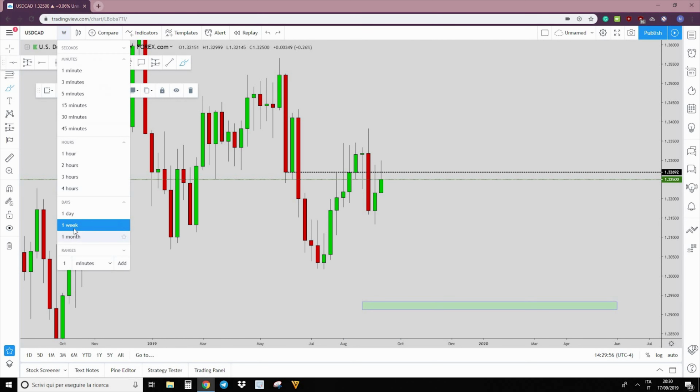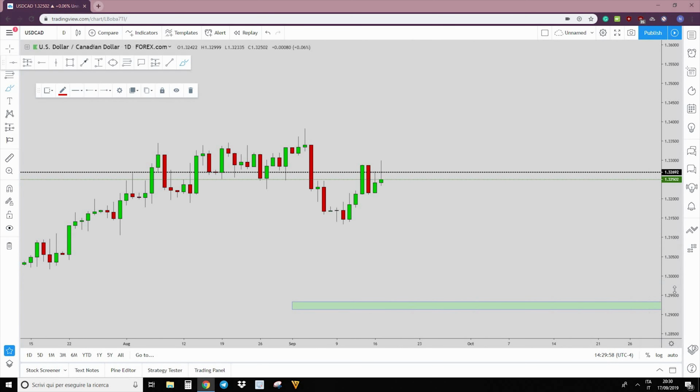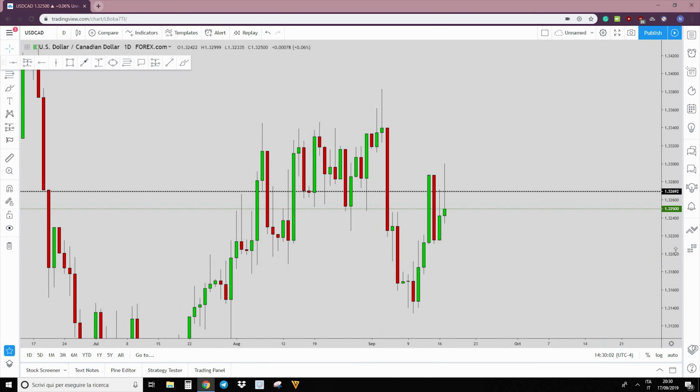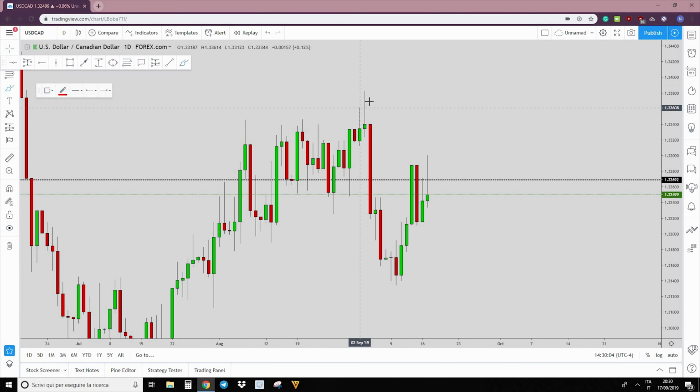Now let's keep going with our analysis and let's move on the daily time frame. Now on the daily, again, we have very interesting price action. The market started from this high here and went all the way to this low here with a nice impulse leg that broke below the previous support. You can see that the market had support around this area, then it broke to the downside, and at the moment we are retesting the area.